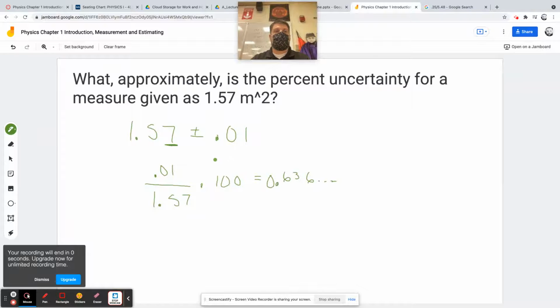Well, what are my significant figures? How many significant figures do I have here? 3. How many significant figures do I have here? 1, right? I almost wrote down 2. 1. What does my answer have to be rounded to? 1 significant figure, right? So what does this round to when I say 1 significant figure? 1%.